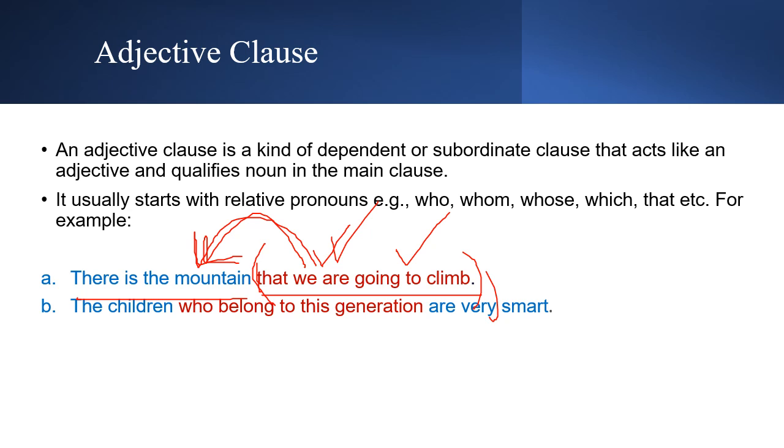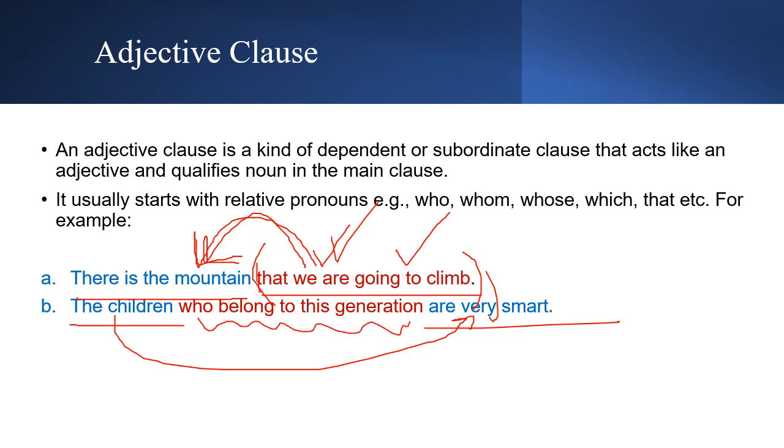Now, sometimes you have the main clause split apart. Basically, this is the sentence. That's the main clause. If you read this without that, you will still see it makes sense. The children are very smart. Fine. But which children? Who belong to this generation? Now, if I ask you, who belong to this generation? You will say, these children.